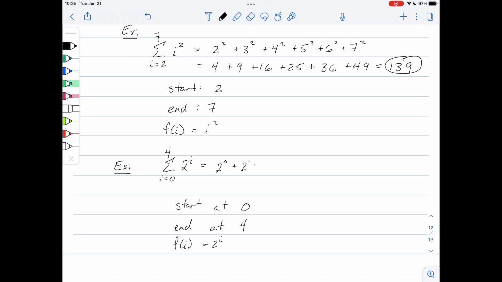So we're just going to write it out. It's going to be 2 to the 0 plus 2 to the first plus 2 to the second and so on. And then we can just evaluate that. So 1 plus 2 plus 4 plus 8 plus 16. And that's going to give us 31. 2 plus 8 is 10. 1 plus 4 is 5. That gives us 15. 15 plus 16 is 31.